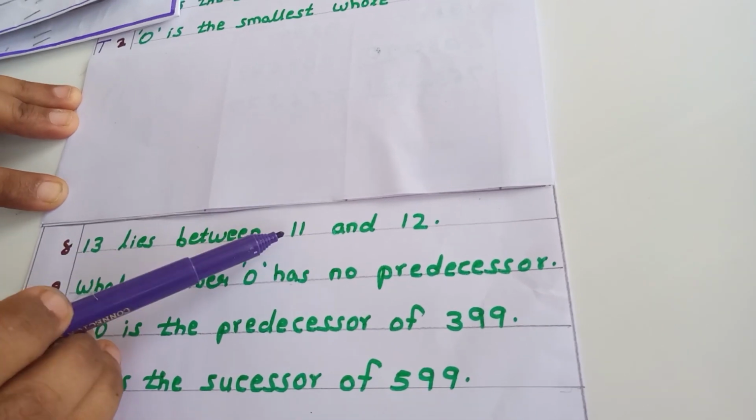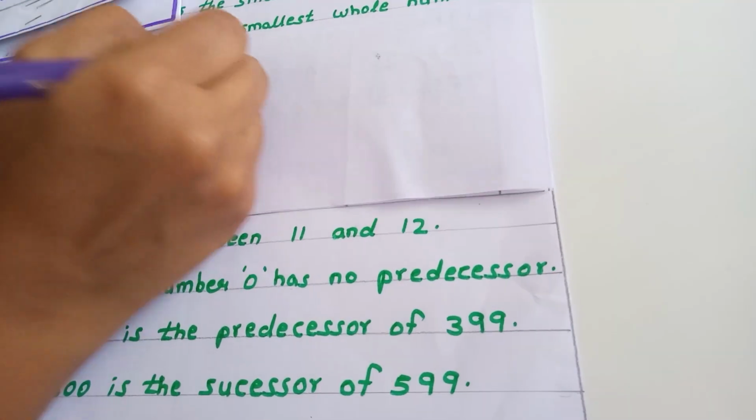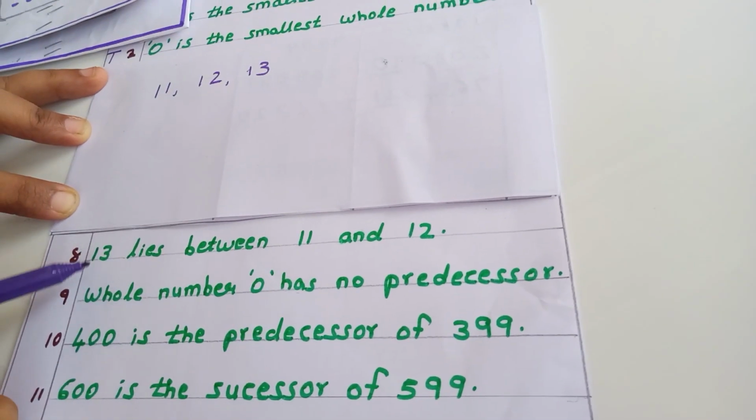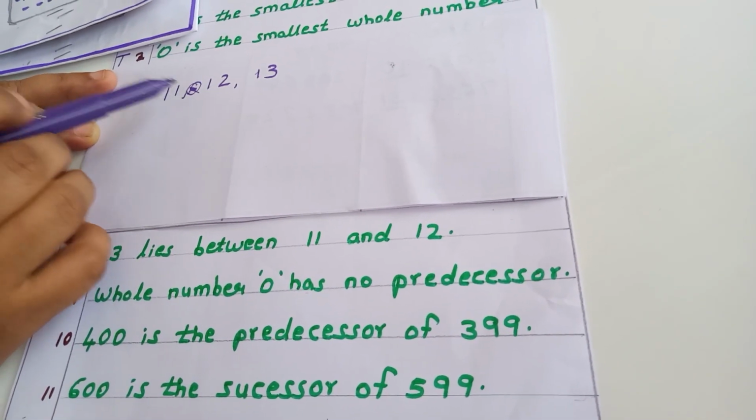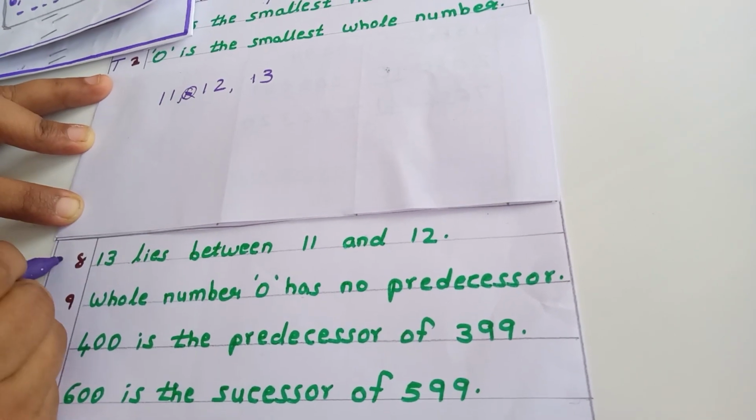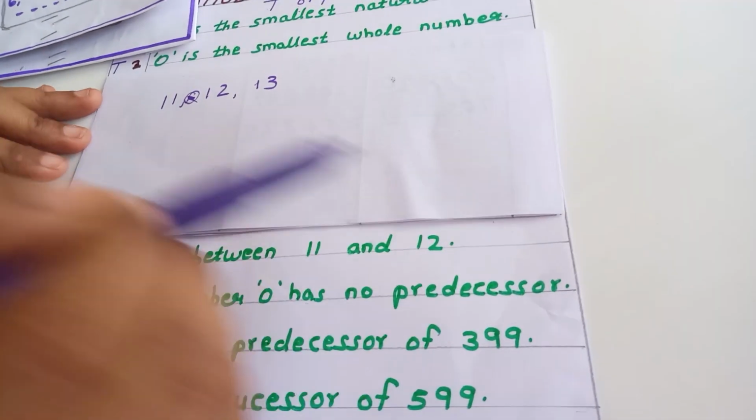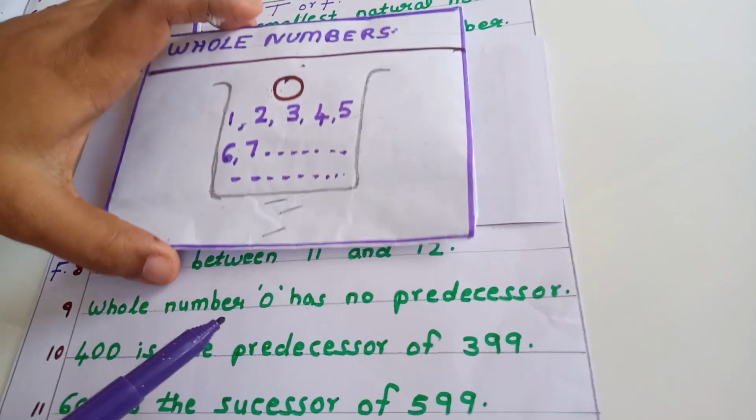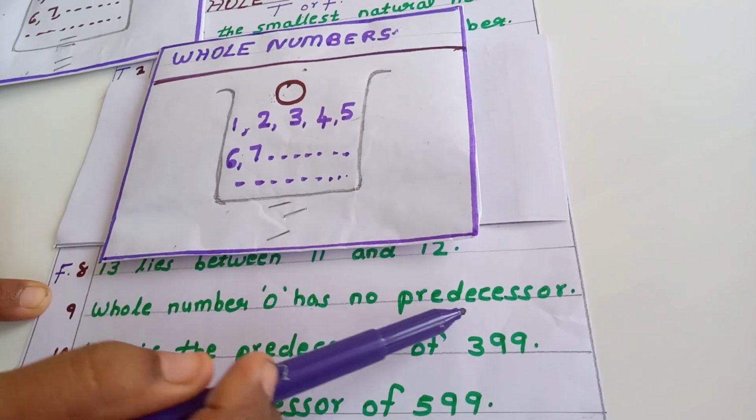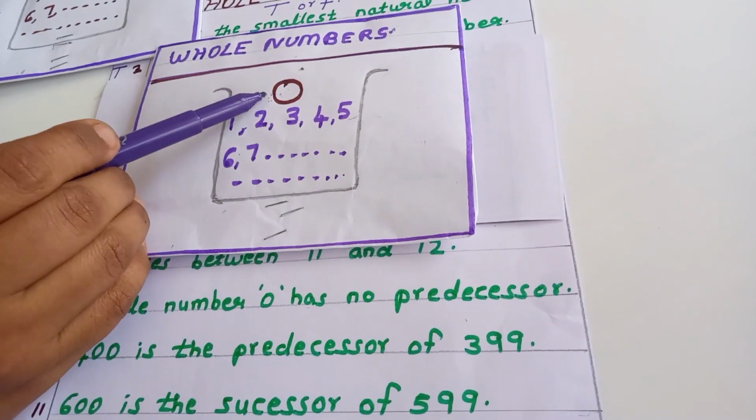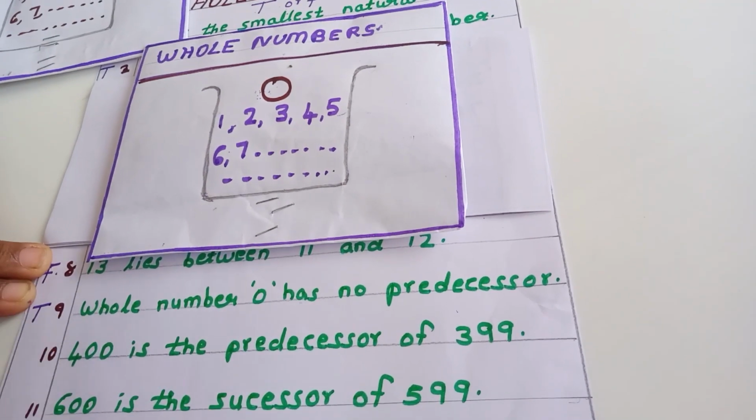13 lies between 11 and 12. See, 11, 12, 13. They are saying that 13 is in between. But this is wrong. 13 is not there. So this is false. Next one, whole number 0 has no predecessor. Again, we can take the basket of whole numbers. Whole number 0. They are saying that it has no predecessor. Nothing is there before 0. So this statement is true.